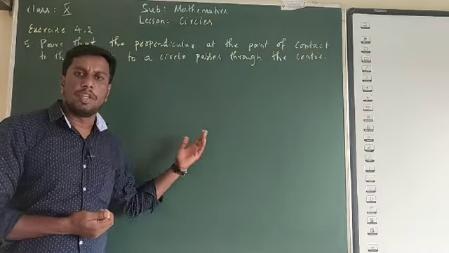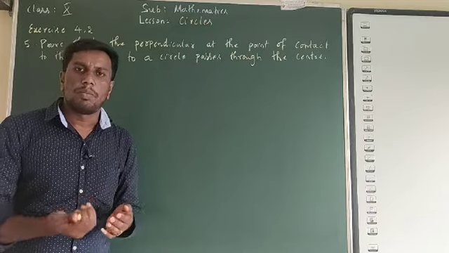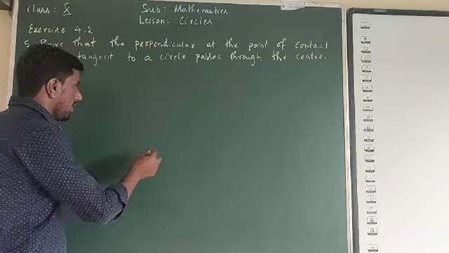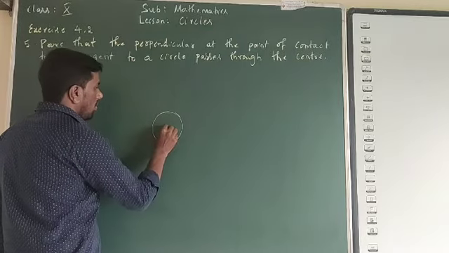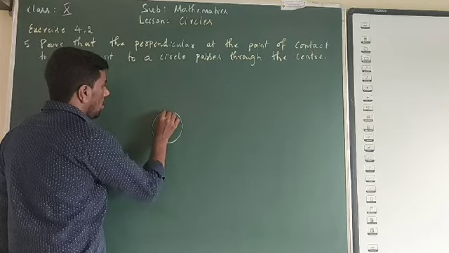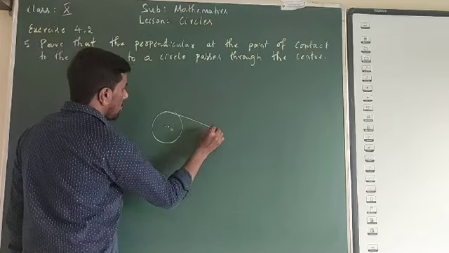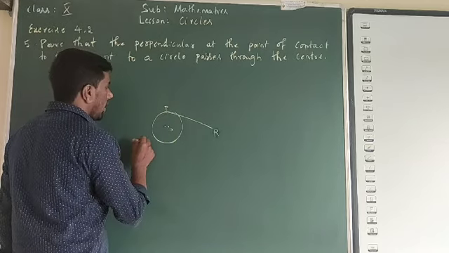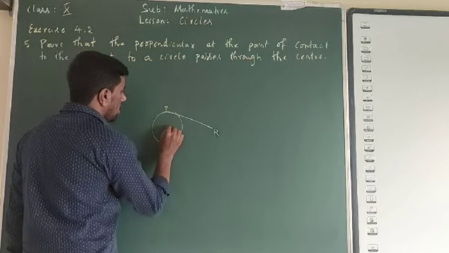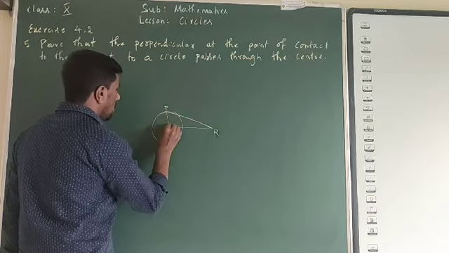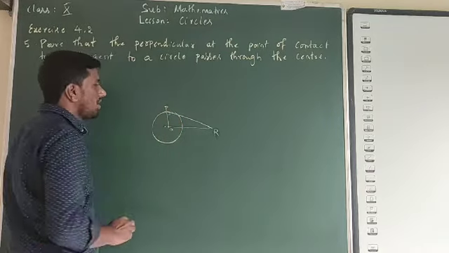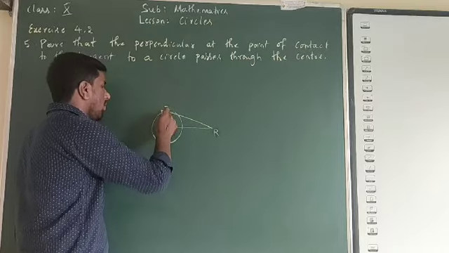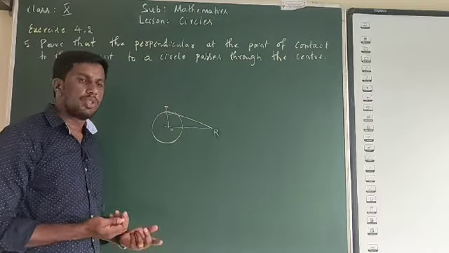1. The tangent at any point to a circle is perpendicular to the radius through the point of contact, which is very important when we are having a circle. The circle has center O. Then we have a tangent from an external point, with the point of contact P. If we join O and P, then this angle must be 90 degrees. That means the radius at the point of contact and the tangent at that point of the circle are perpendicular to each other. So that is theorem 1.